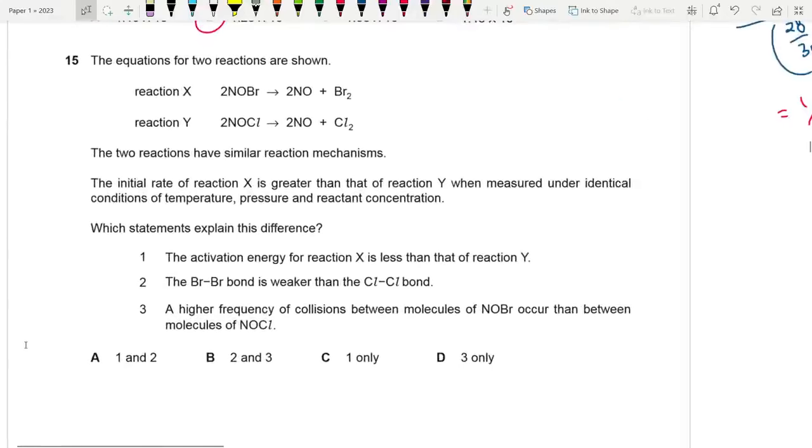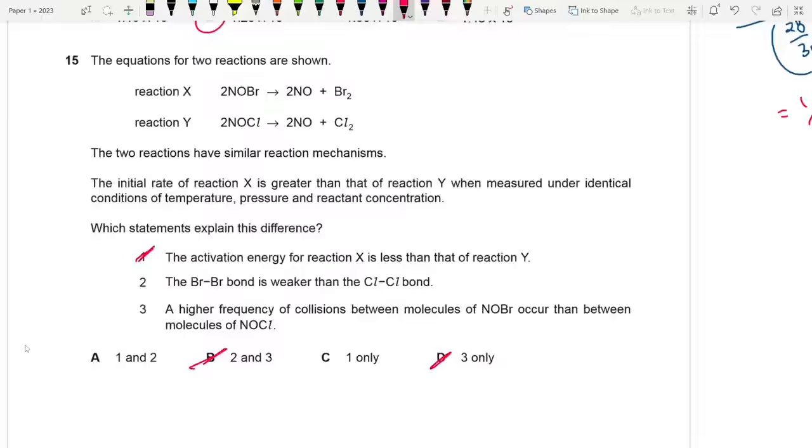The equations for two reactions are shown. The two reactions have similar reaction mechanisms. The initial rate of reaction X is greater than that of reaction Y when measured under identical conditions of temperature, pressure, and reactant concentration. Which statement explains this difference? Rate of X is greater. Okay, so the activation energy for X is less than Y. That is 1 point in favor of it. If activation energy is less, then rate will be high. So yeah, 1 seems correct. I am gonna look for options with 1. It's between A and C.